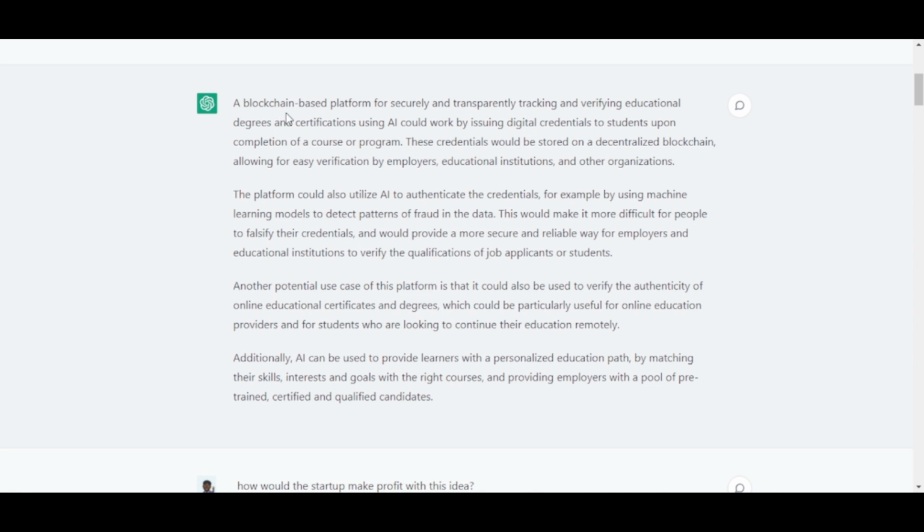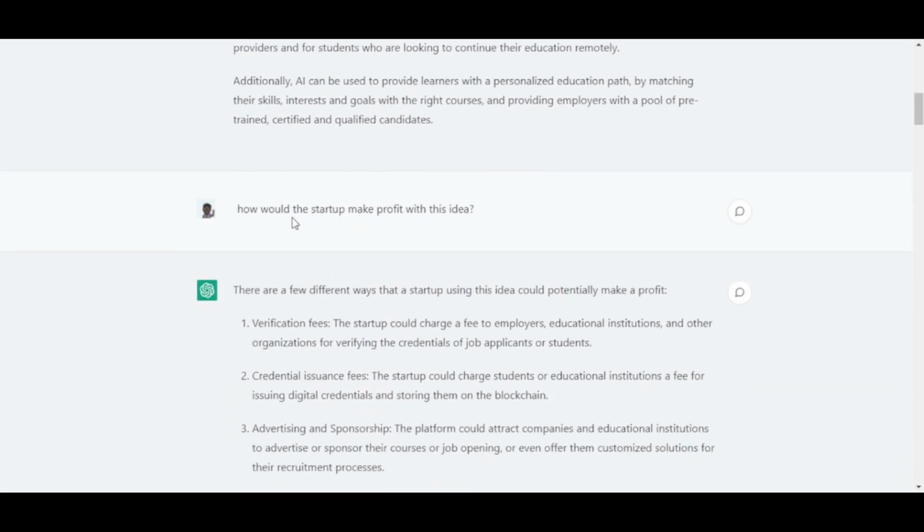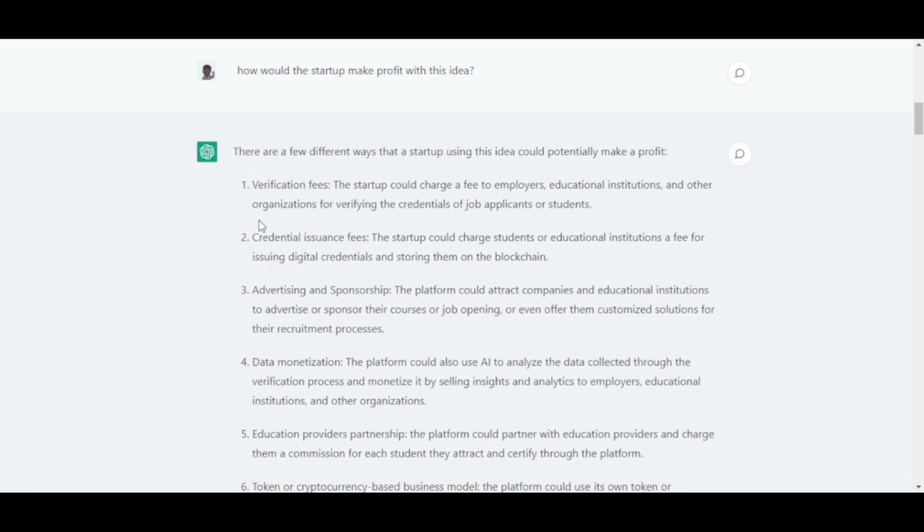As you can see here, you can read out how that particular platform is going to work, and we are going to use machine learning models to detect the patterns in that particular data and predict whether that document is fake or not. So I asked how I would make a startup profit with this idea. Okay, so ChatGPT even gave us an amazing reply.